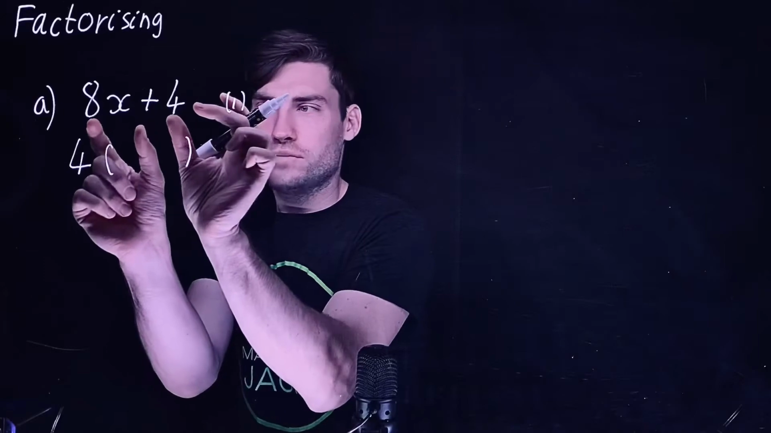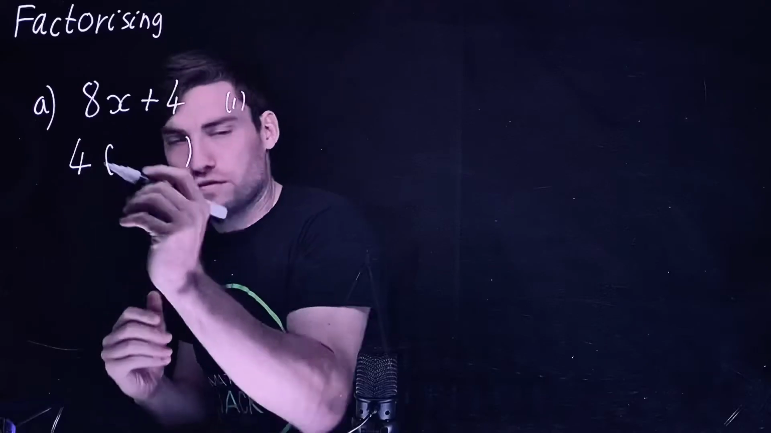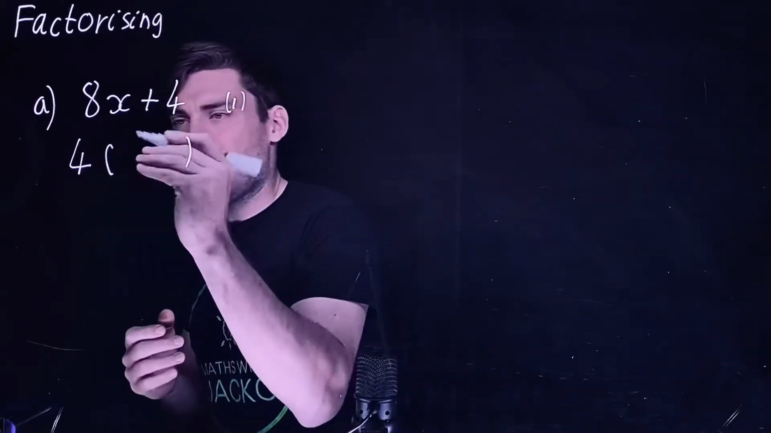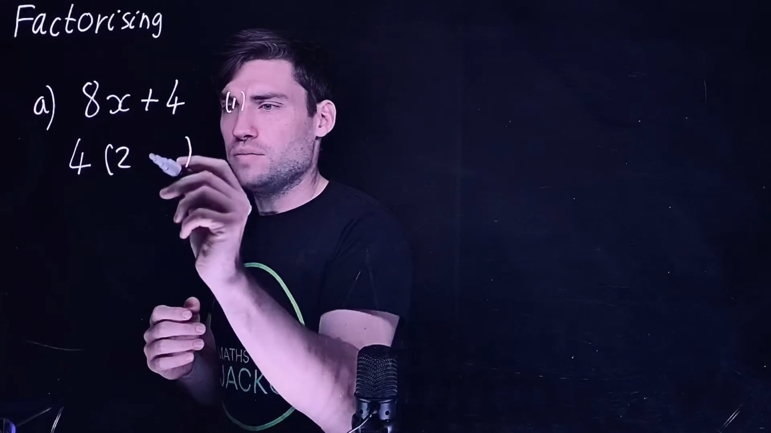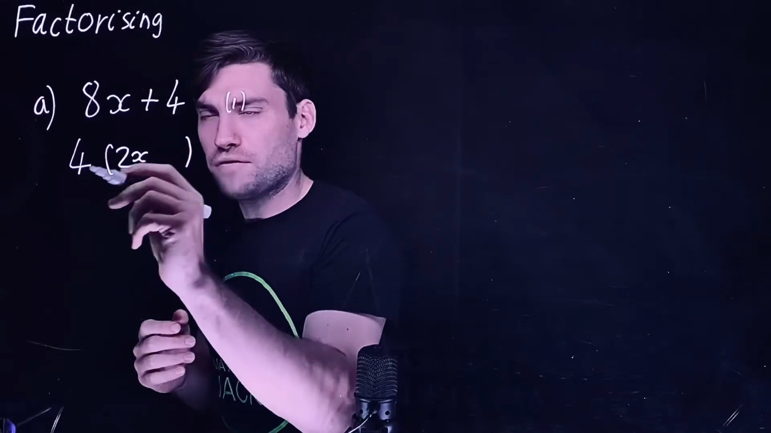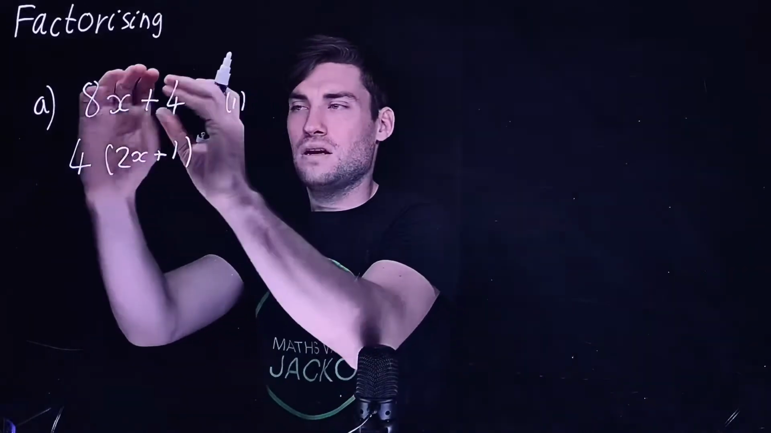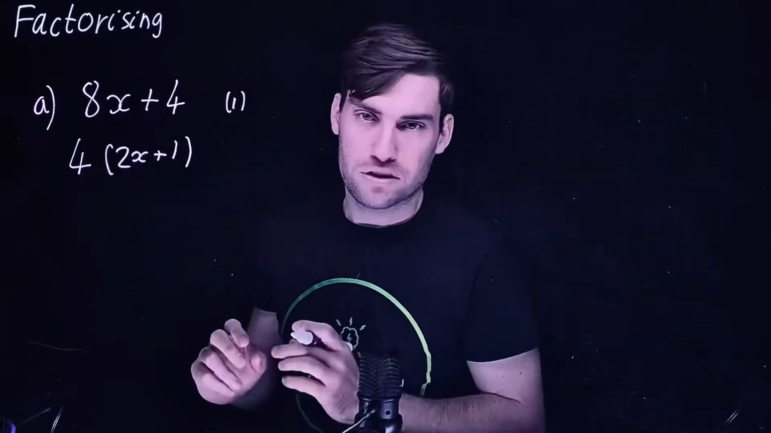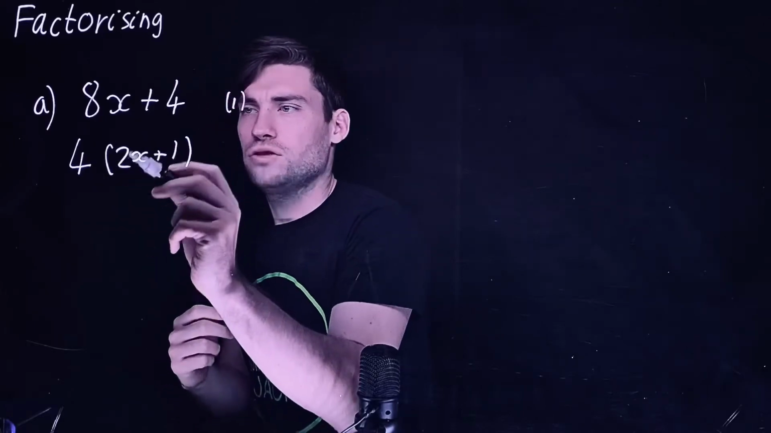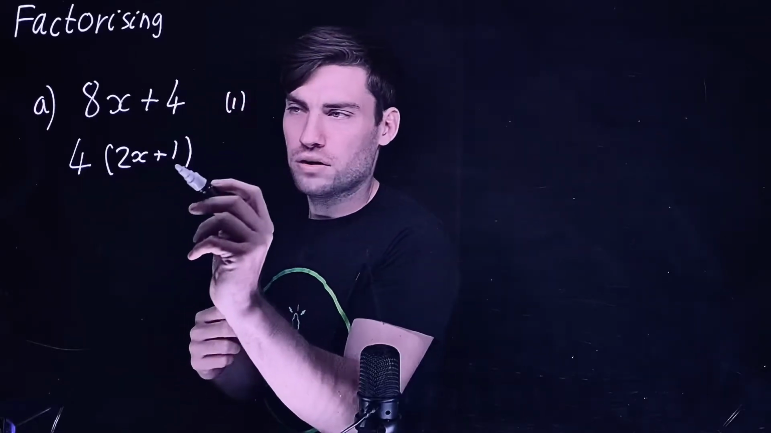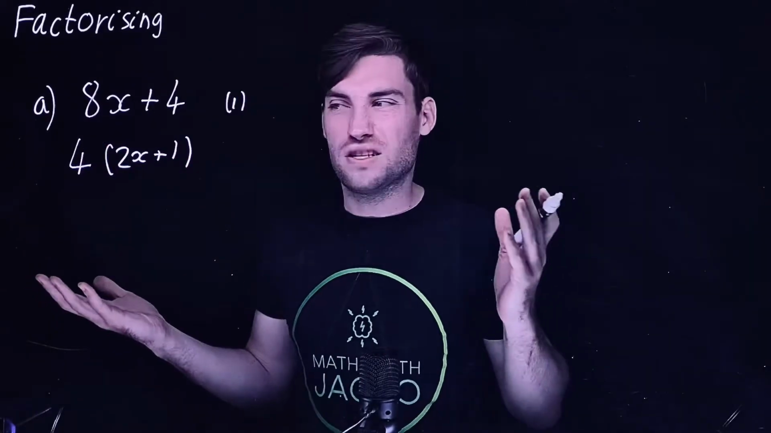Only the 8 has an x with it, the 4 doesn't have a letter, so that's why it's just 4 on its own inside the bracket. Now, how many 4s go into 8? That is 2, and then you put x. How many 4s go into 4? That is 1. And that is it. That expression has now been factorised. To check that, 4 multiplied by 2x gives 8x, and 4 multiplied by 1 gives 4. Now that is a factorised expression. Put it into brackets.